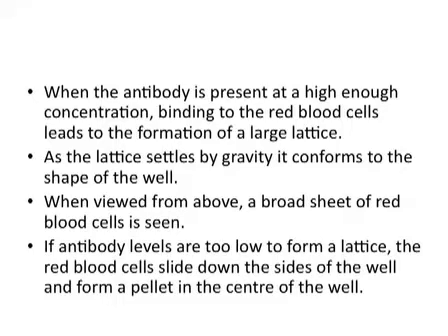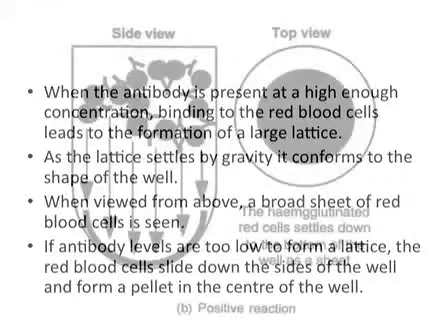When antibody levels are low, no lattice can form, and the red blood cells conform to the shape of the U-bottom plate and concentrate at the base, forming a small pellet. This is a negative Haemagglutination reaction.